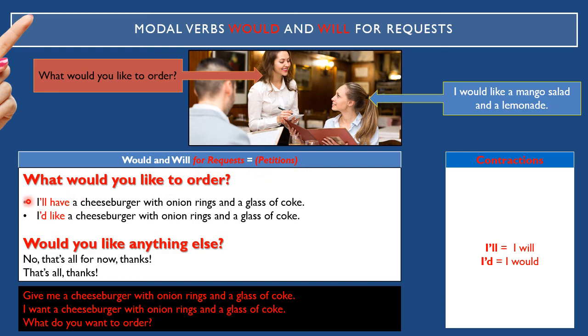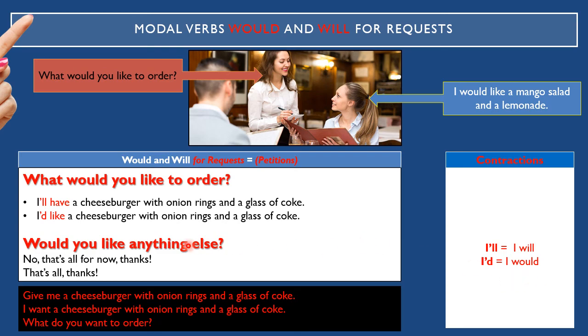The server says, "What would you like to order?" You can answer this question in two ways. You can use will plus have, or you can use would plus like. But the meaning is the same. For example, "I'll have a cheeseburger with onion rings and a glass of Coke." Or, "I'd like a cheeseburger with onion rings and a glass of Coke." These are the contractions. I'll for I will, and I'd for I would.